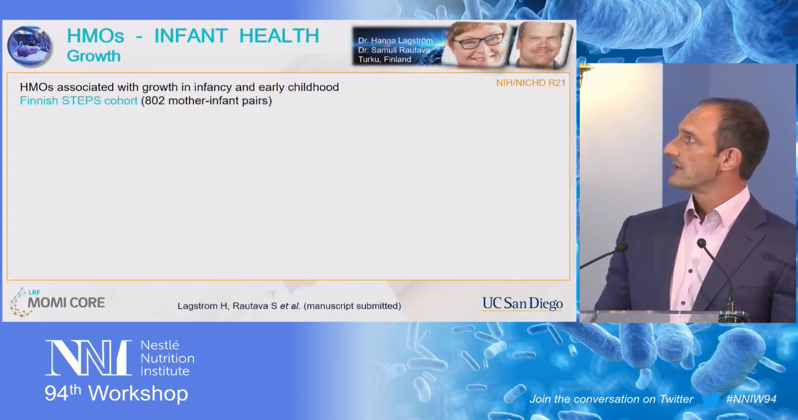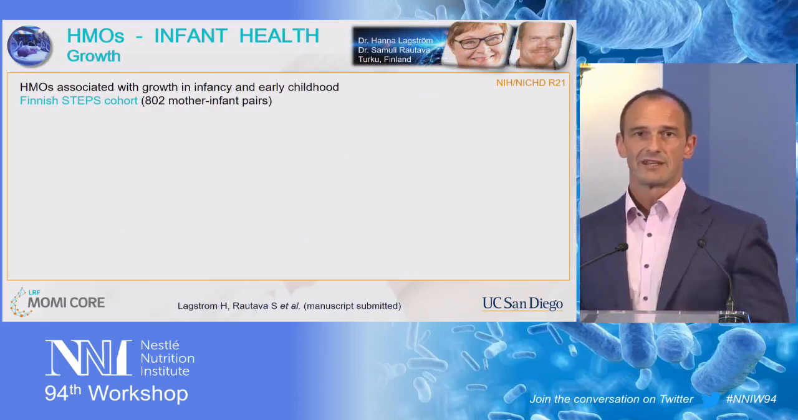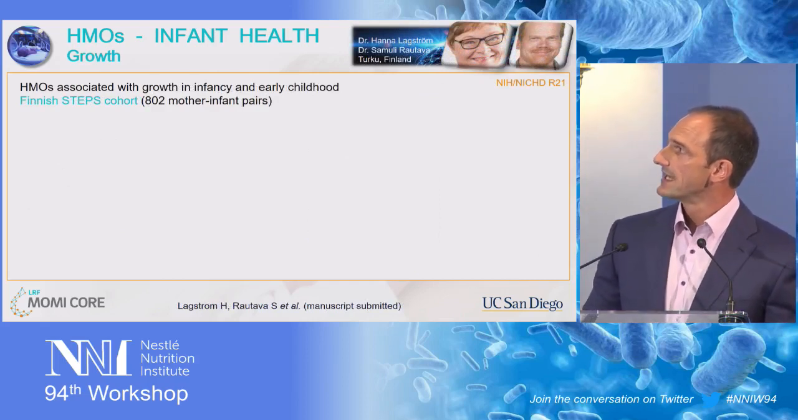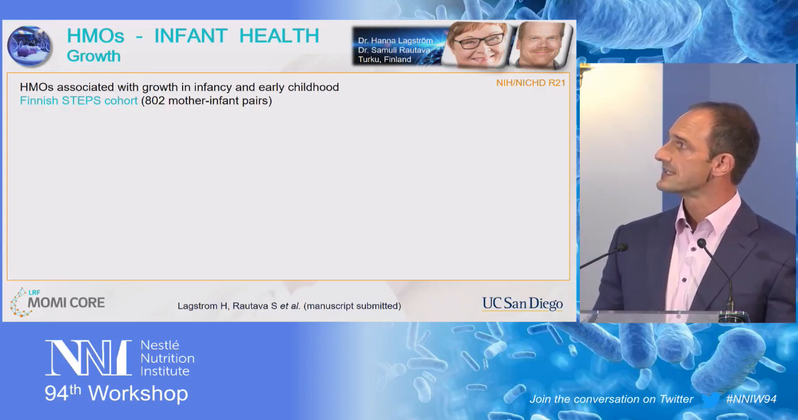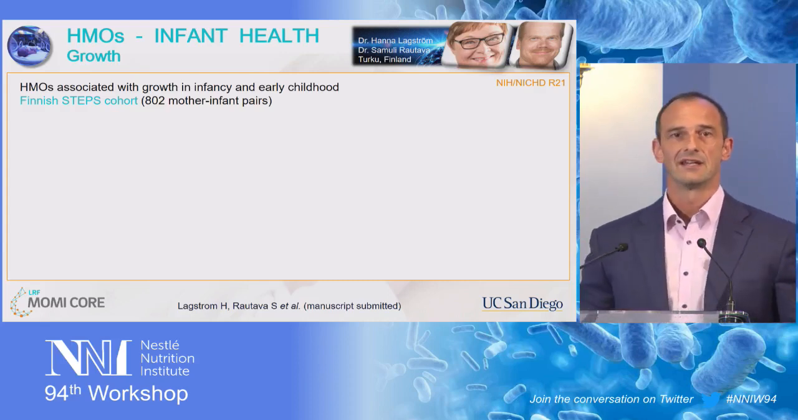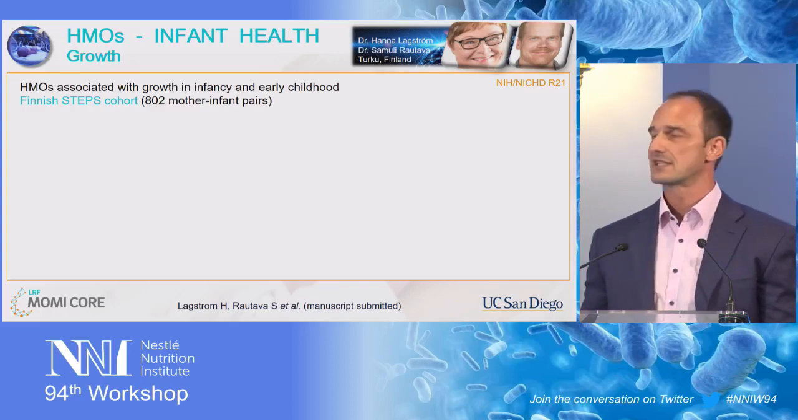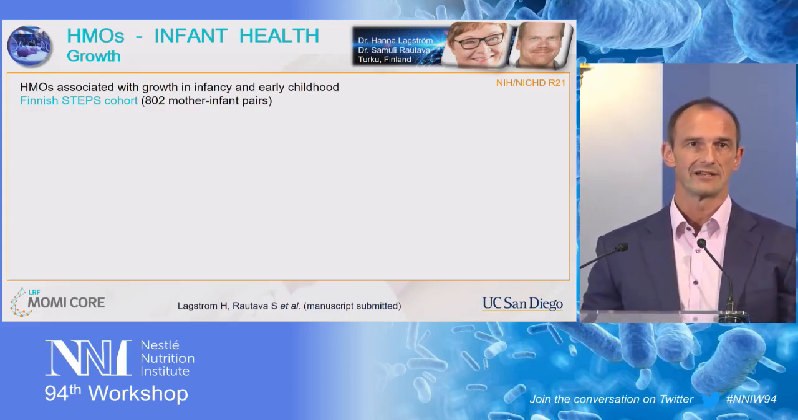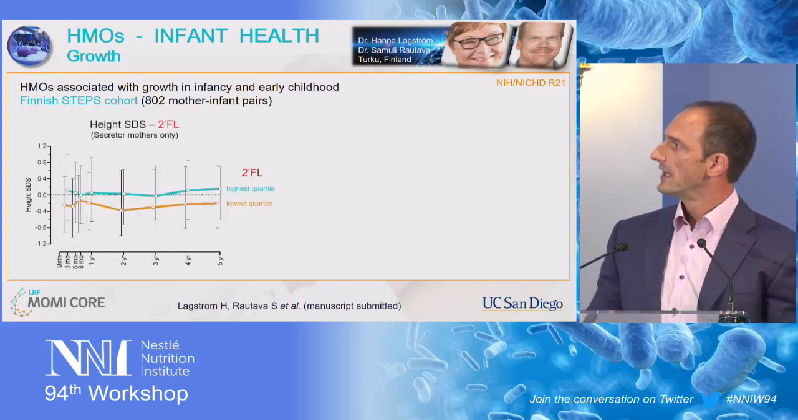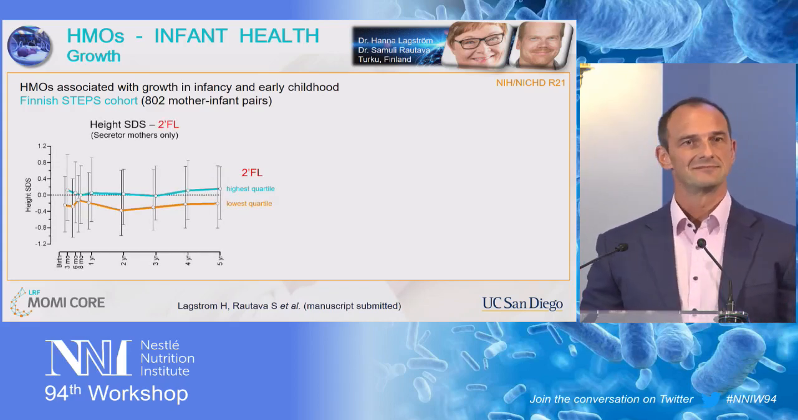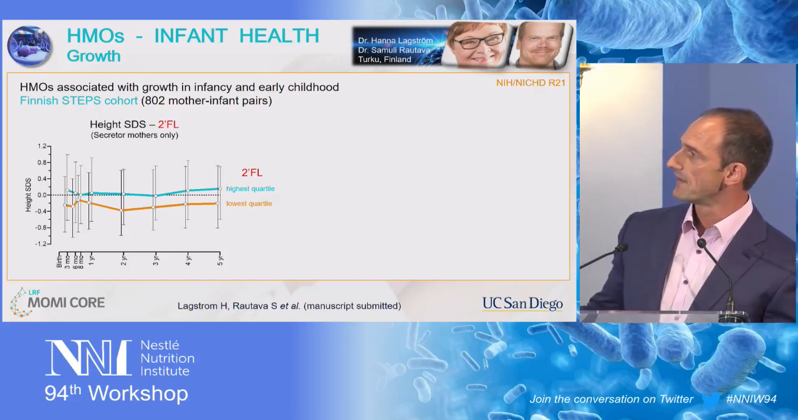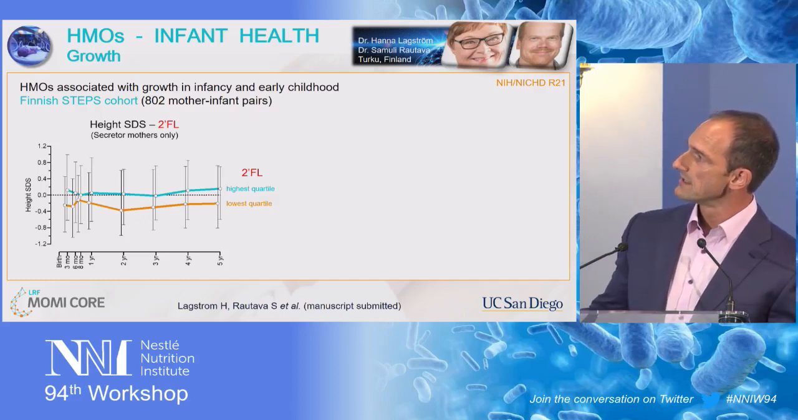So that was 30 mother-infant pairs. We worked then with Hanna Lackström and Dr. Radava, who spoke yesterday, and went to a Finnish cohort, the STEPS cohort. These are fairly healthy infants, now 5, 6 years old. And we had a chance to look at 800 milk samples from 800 mother-infant pairs. And we found the same thing. This is presented a little bit differently here. This is the first 5 years of life. Here is your height standard deviations.